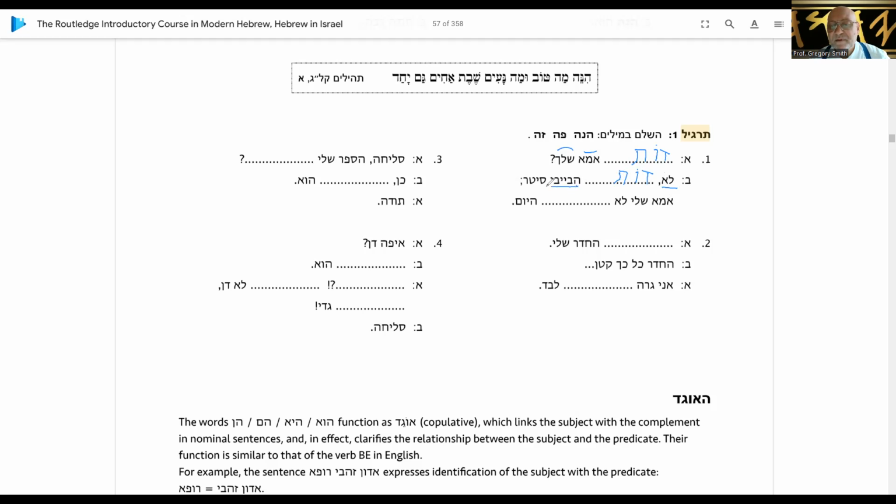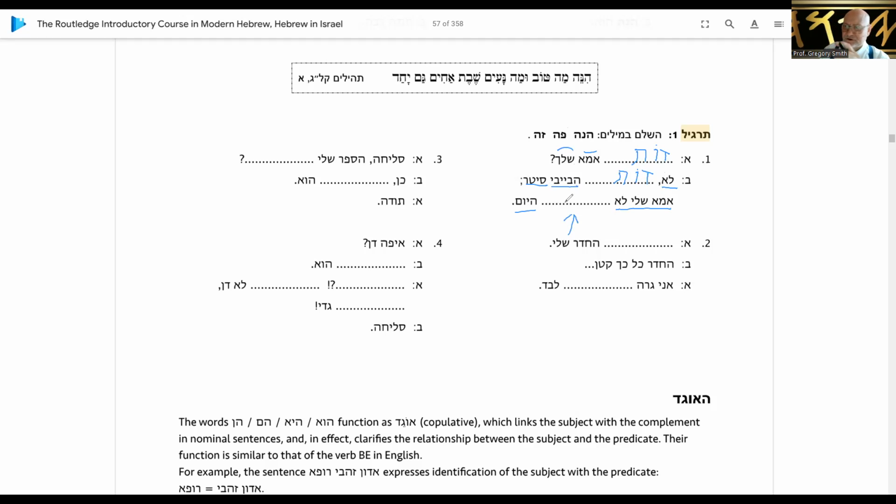Zot habibi siter, siter. And then of course I did get the po, as I said before. So the po does, ima shali lo po hayom. My mother is not here today. So it's like a stranger is asking a kid at the door.